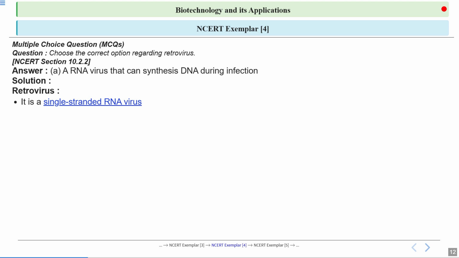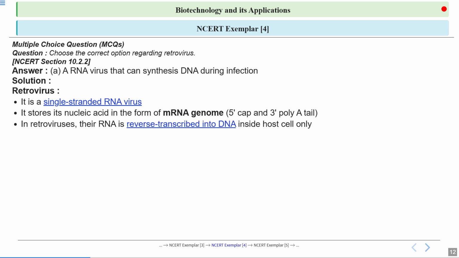So what is a retrovirus? It is a single stranded RNA virus. It stores its nucleic acid in the form of an mRNA-like genome, with a 5' cap and a 3' poly A tail. In a retrovirus, the RNA is reverse transcribed into DNA inside the host cell only, and that is also the reason it is called a retrovirus. Because its genome material, which is RNA, can be reverse transcribed. We know that DNA is transcribed into RNA, but here the RNA is reverse transcribed into DNA inside the host cell only, meaning inside the human only.